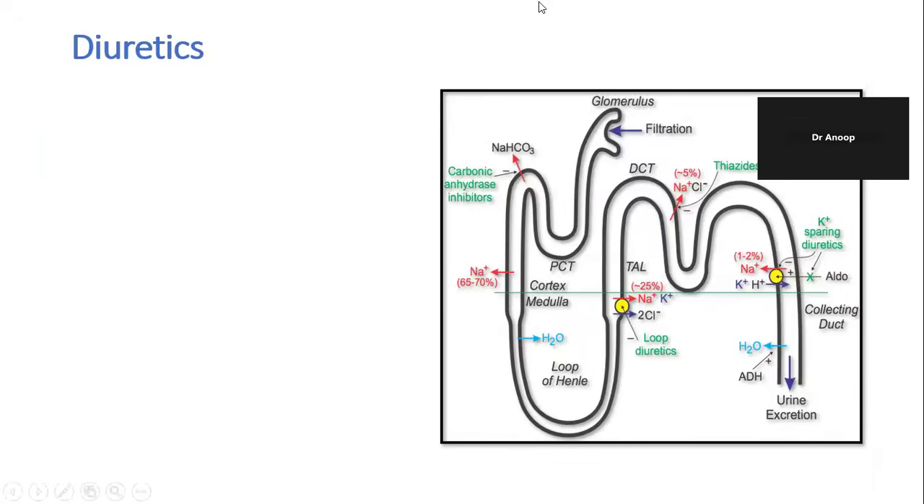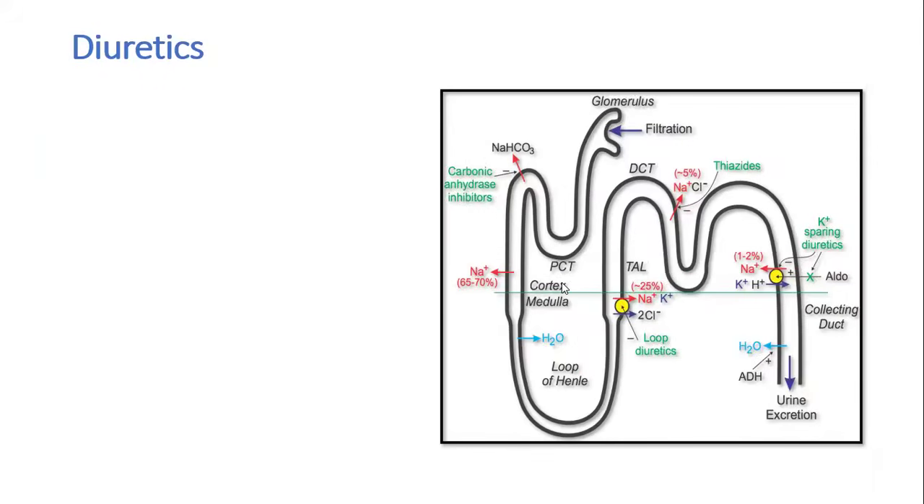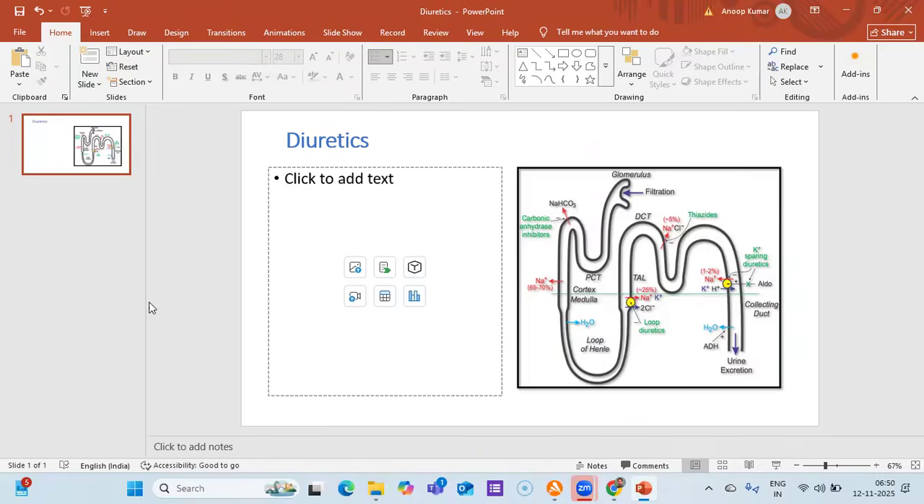So, we are discussing diuretics, right? Diuretics are those agents which increase the urine output and excretion of sodium. We have discussed already, but there are different types of diuretics depending upon the sites on the nephron. Some diuretics act on the proximal convoluted tubule, some act on the loop of Henle, particularly the ascending loop of Henle. Then there is the distal convoluted tubule, and some act on the collecting ducts.